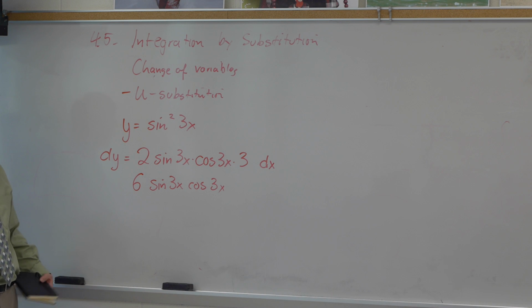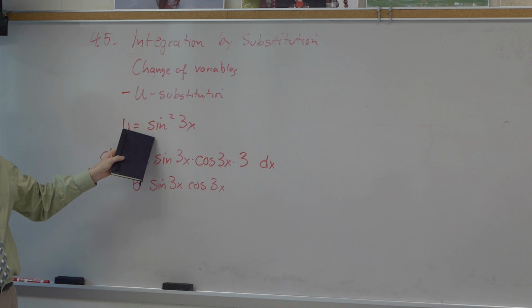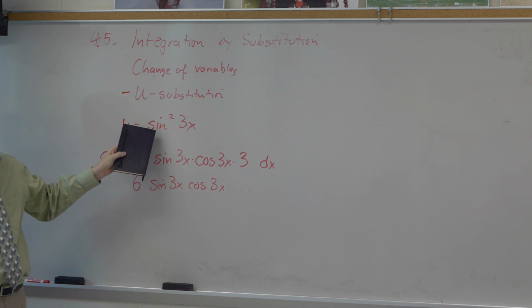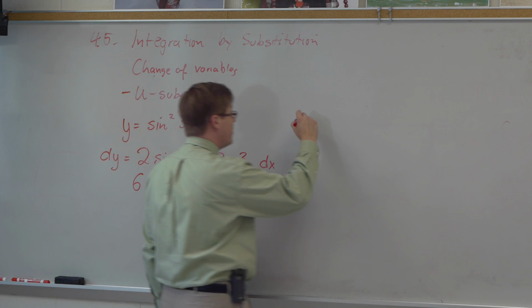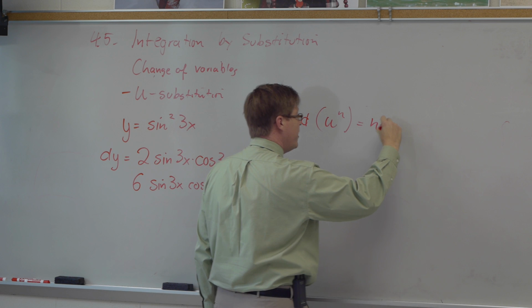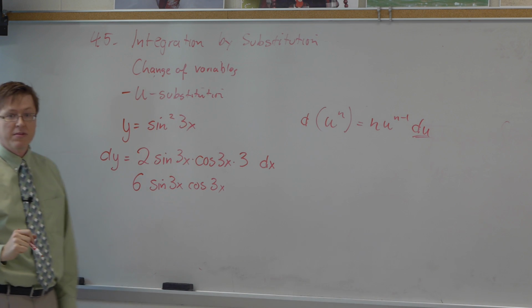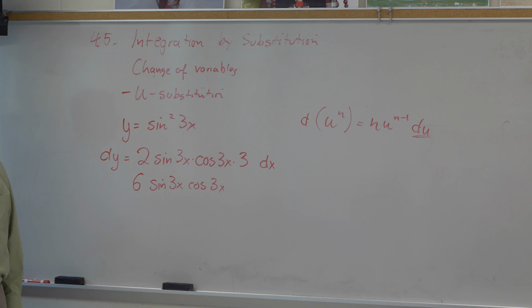Because cosine is the derivative of sine. Why do I need the derivative of sine? Because of the chain rule, right? Because I did the power rule on sine squared. Right? Because the derivative of u to the n is n u to the n minus 1 times du. So the derivative of sine squared is 2 sine times cosine.